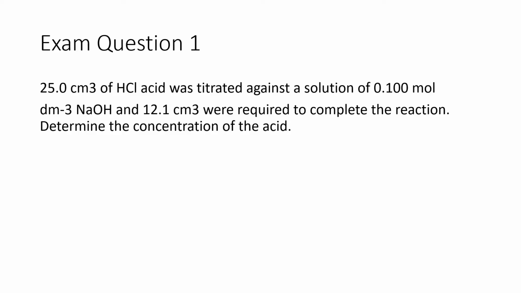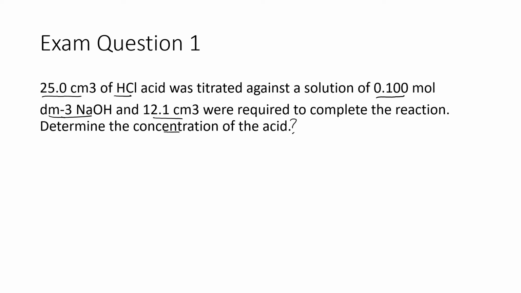So in this exam question, we're going to have a look at what's been given to us already. If we start looking, you have been given 25 cm cube of HCl. You've been given 0.1 mole per dm cube of NaOH. And you also have 12.1 cm cube volume, and what we need to find out is a concentration, which we don't know, of the acid.